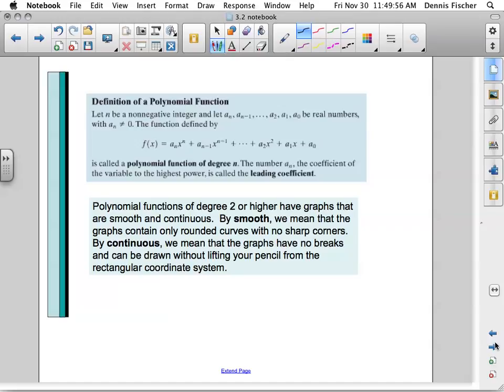And it says anything of the higher degree of 2 is a smooth function. By smooth, we mean that the graphs contain only rounded curves with no sharp corners. By continuous, we mean the graphs have no breaks and can be drawn without lifting your pencil.